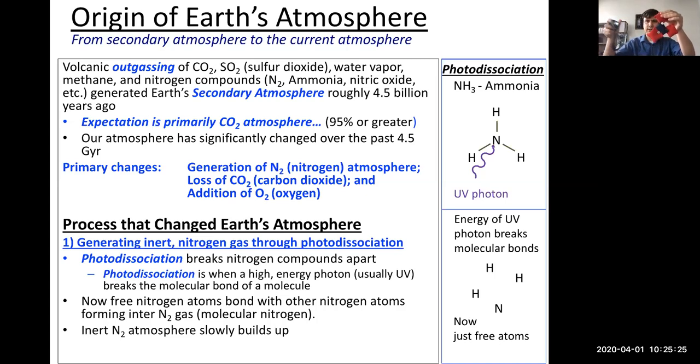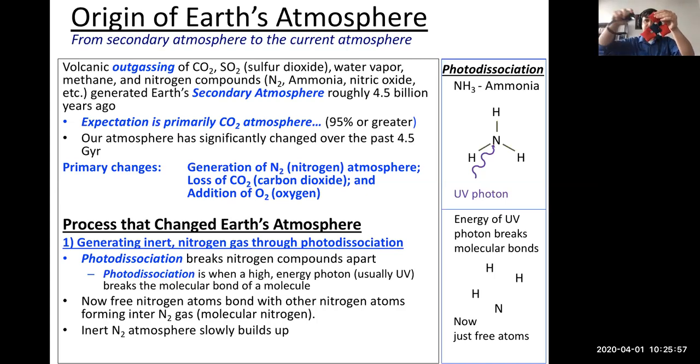some light, although in the early Earth's atmosphere, this light would not be visible light, it would be ultraviolet light. So ultraviolet photons are going to get shined onto our molecules of ammonia. And remember that a UV photon has very short wavelengths, and a large amount of energy per photon. In fact, the energy per photon is greater than the molecular bonds holding this molecule together.